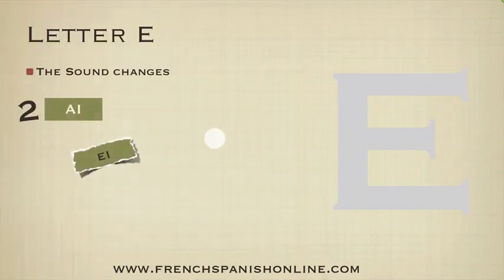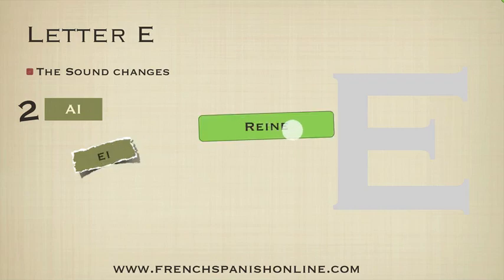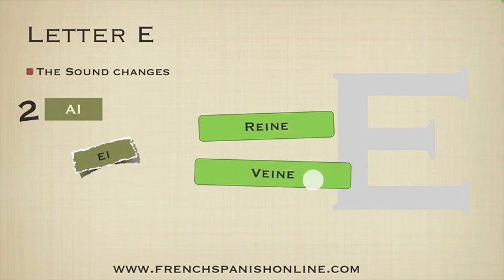The sound E again when we have two vowels, the letter E and the letter I, for example, la reine, a queen, or la veine, a vein, in the body.